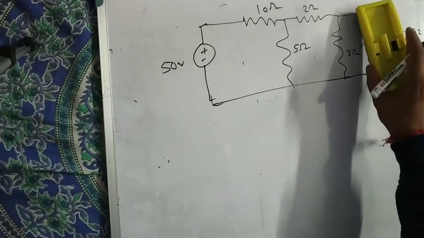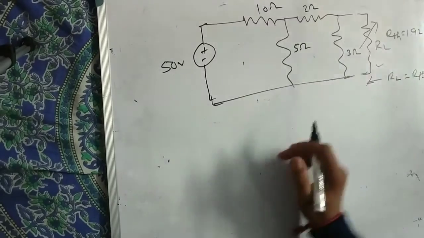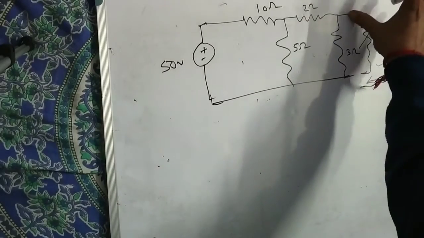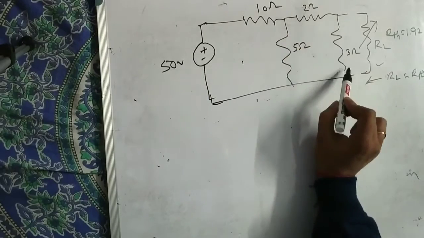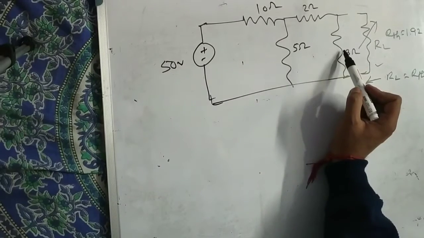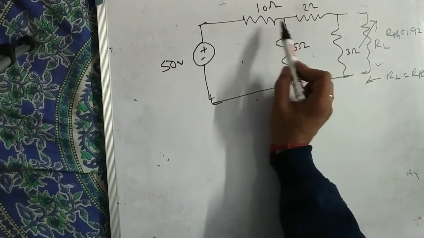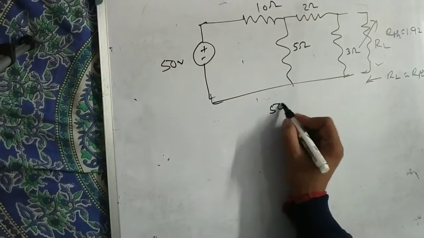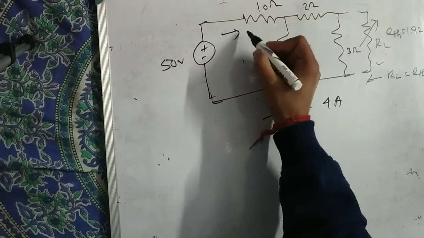For VTH, the RL resistance is open. The VTH will be the voltage drop across 3 ohm. When this is open, current will flow through 3 and 2 in series, parallel with 5 and series with 10. 3 and 2 in series means 5 ohm. 5 ohm parallel with 5 ohm means 2.5 ohm. 2.5 ohm in series with 10 means 12.5 ohm. So the current will be 50 by 12.5, so 4 ampere will flow through this.